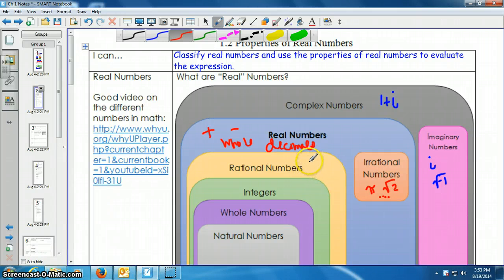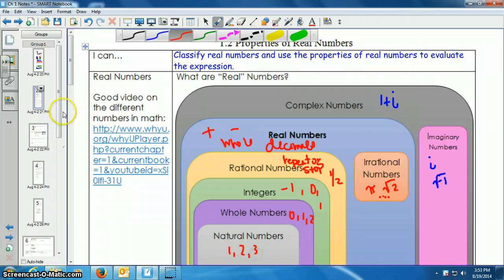Rational numbers are either going to repeat or stop. And you could have fractions, but if you see, the fraction would be 0.5, so that decimal does stop. Integers are negative numbers, 0, and positive numbers. Whole numbers are just 0 and the positive numbers, and natural numbers are just your positives.